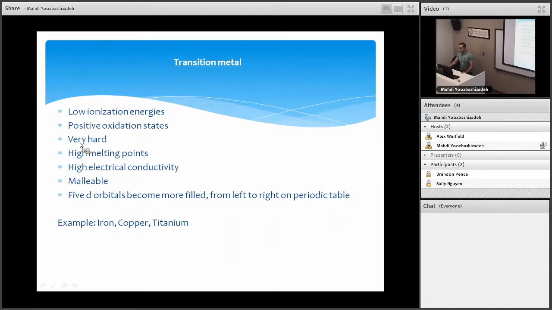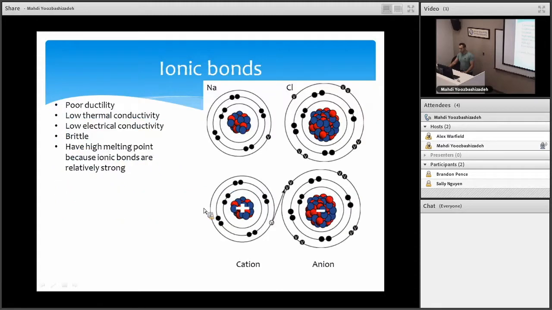Overall speaking, metals have a low ionization energy. They have positive oxidation states. They are very hard, have a high melting point, and have high electrical conductivity. They are malleable. And transitional metals mainly follow the filling up of the d orbital.